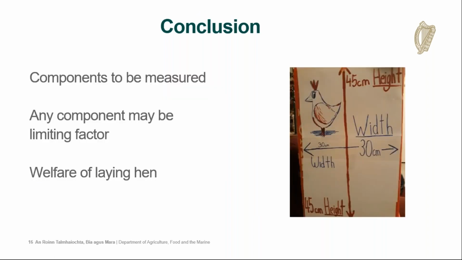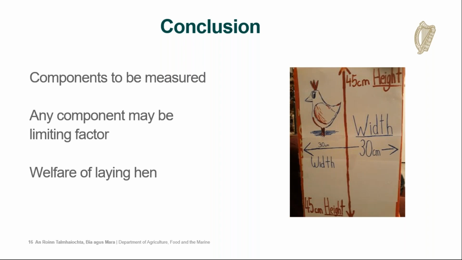So just in conclusion, it's important that all the relevant components be included and be measured accurately in terms of the house profile to give consistency in the figures. Any of the components may be limiting factors, so it may be anything from the usable areas through to the perches, the feeders, the nest boxes, that actually set the maximum capacity of the house.